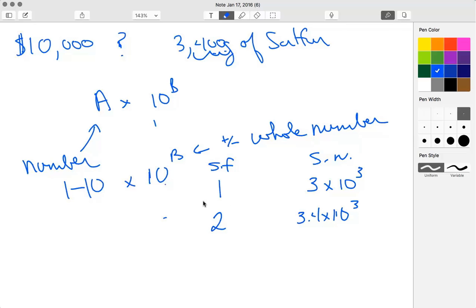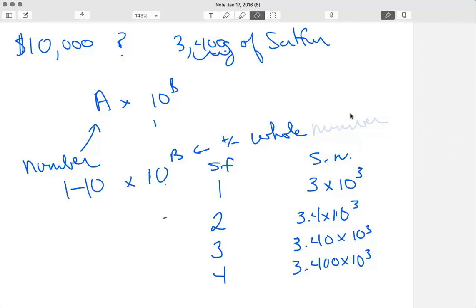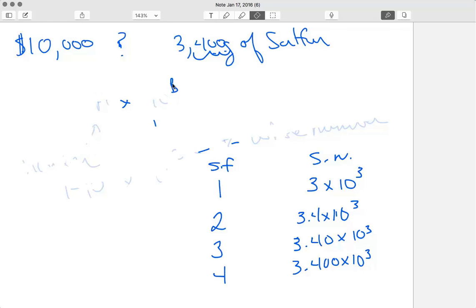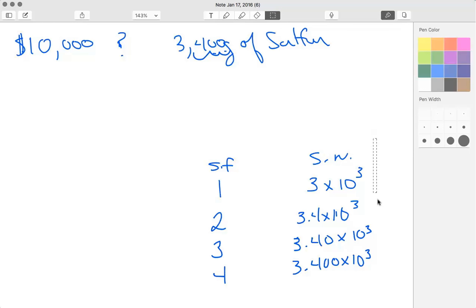If it had 3 significant figures, we'd say 3.40 times 10 to the third. And if we wanted to say it had 4, we'd say it's 3.400 times 10 to the third. So what's the distinction? Why would you report one number versus the other? Well, you took this data, you're the one reporting it in the first place, so you have to communicate what the value is of your error in this number.